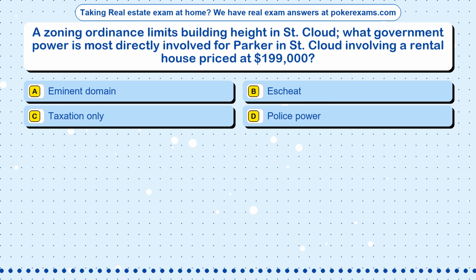Question 20. A zoning ordinance limits building height in St. Cloud. What government power is most directly involved for Parker in St. Cloud involving a rental house priced at $199,000? Option A, eminent domain. Option B, escheat. Option C, taxation only. Option D, police power.